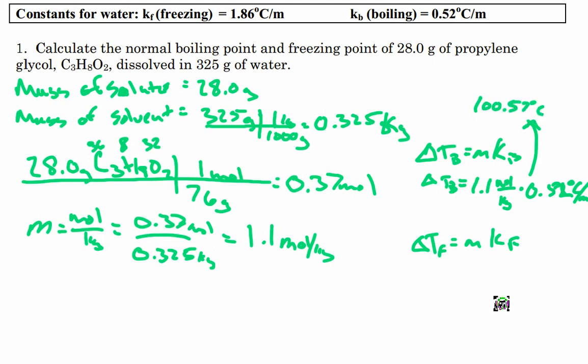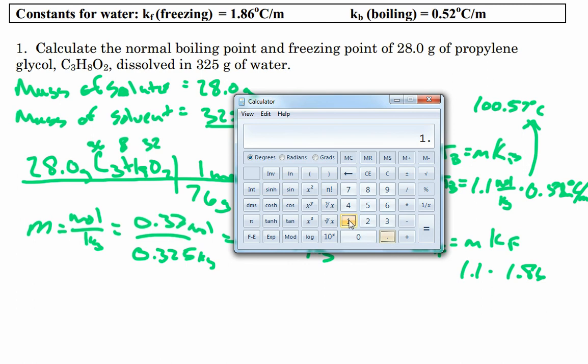And if we do the same thing for our freezing point, 1.1 times 1.86, let's see, 1.1 times 1.86, that'll give us 2.